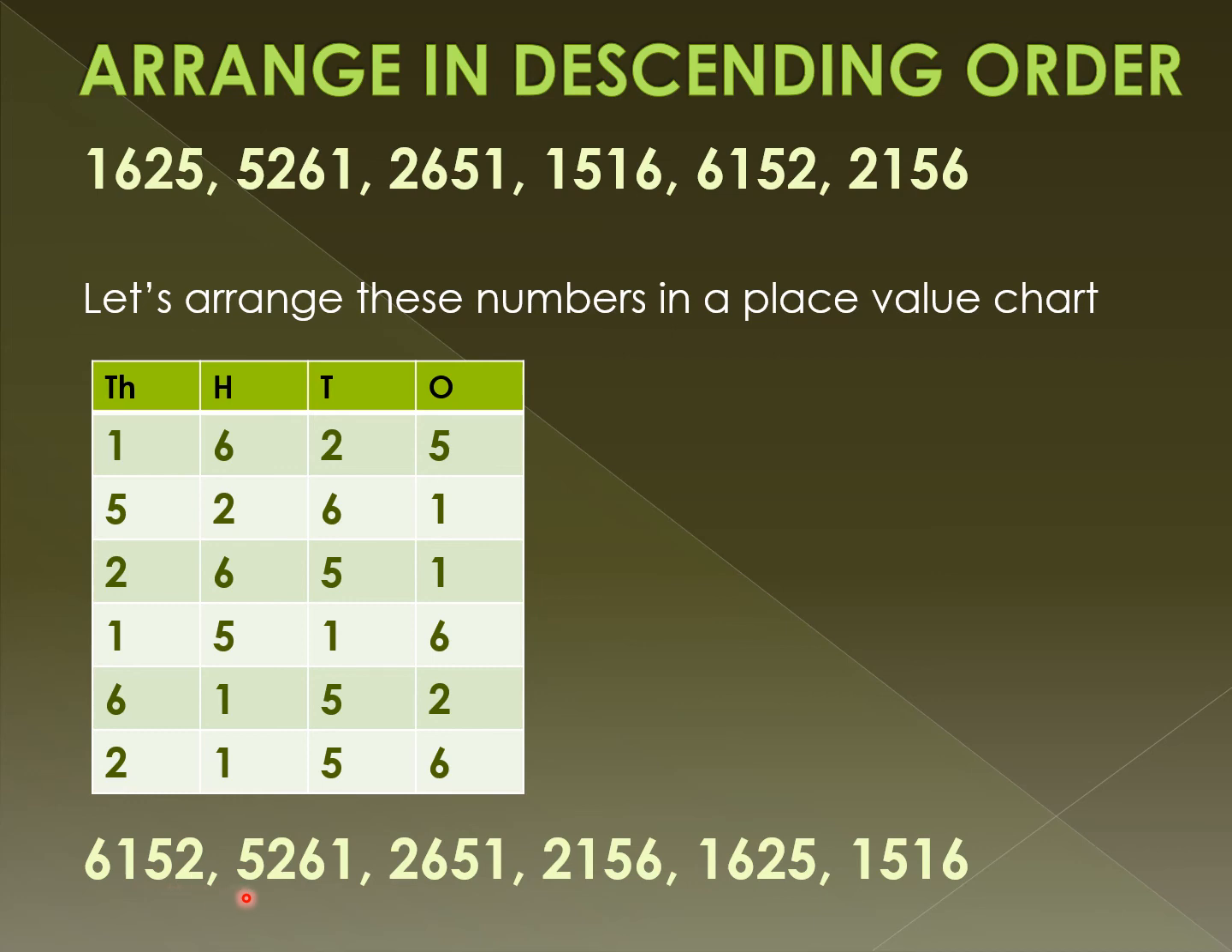6152 followed by 5261, then 2651 followed by 2156 followed by 1625 and the smallest number is 1516. So this is how we arrange the numbers in descending order.